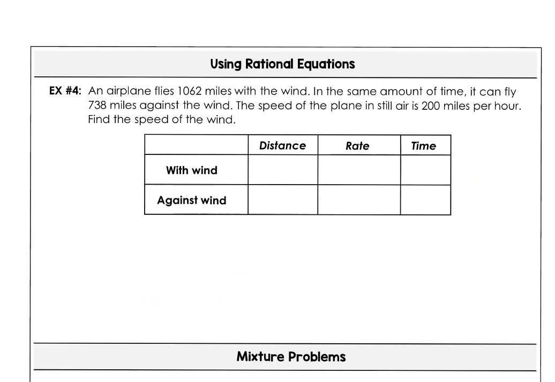Here's one that's similar to example 3. You can solve for yourself and then come back to check your work. An airplane flies 1,062 miles with the wind. In the same amount of time, it can fly 738 miles against the wind. The speed of the plane in still air is 200 miles per hour. So 200 plus W, we're going to let W represent the speed of the wind.